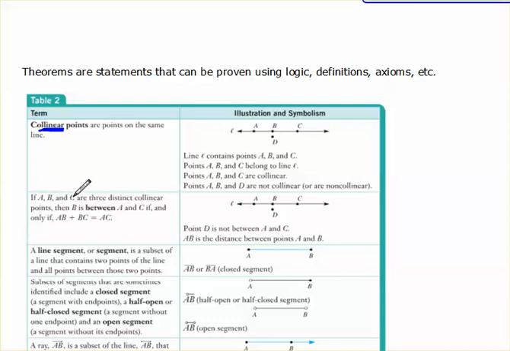If A, B, and C are three distinct collinear points lying on the same line, then B is between A and C if and only if the distance from A to B plus the distance from B to C is equal to the distance from A to C. So our distance from A to B plus the distance from B to C is the distance from A to C. Now notice that D is not collinear. It's not on this line, so that doesn't work into our definition there.